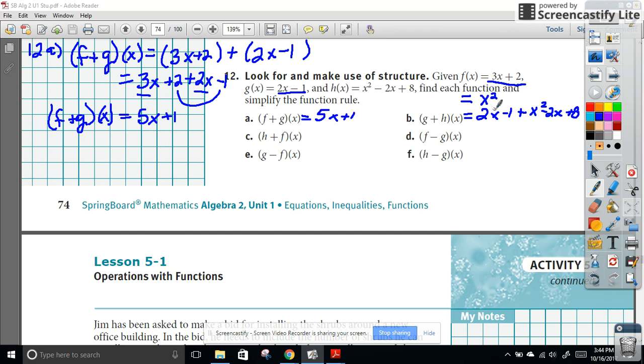Those go first. So what happens right here when I put this positive 2x together with that negative 2x? Those add to 0. And what happens when I put a negative 1 together with a positive 8? Negative 1 and a positive 8 make a positive 7. So g plus h of x is equal to x squared plus 7.